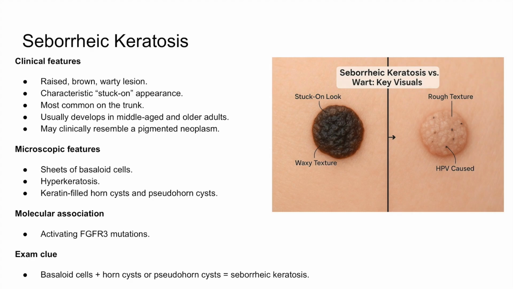Microscopically, seborrheic keratosis contains proliferating basaloid keratinocytes with acanthosis, hyperkeratosis, and keratin-filled horn cysts or pseudohorn cysts. Activating alterations involving FGFR3, PIK3CA, or RAS pathways are common, but the lesion remains benign and is not caused by HPV. The key pathology association is basaloid cells plus the horn cysts. If the clinical appearance is atypical or changing, biopsy may still be needed to exclude malignancy.